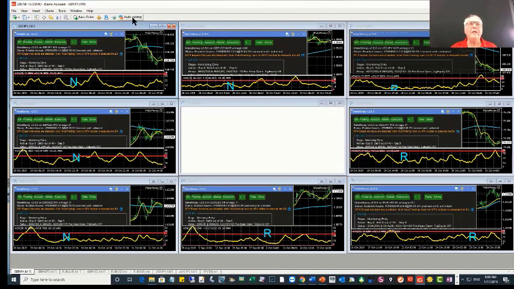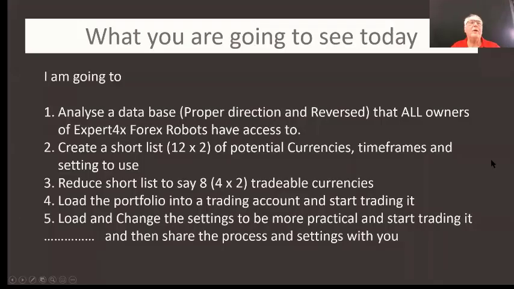All I need to do is click on auto trading and this portfolio will start work. This is what I said in the beginning. We're going to analyze the database. We're going to create a shortlist. We're going to reduce the shortlist. We're going to load it into a portfolio and change some of the settings and start trading it. So hopefully I've achieved my objective. Then I'm sharing the process and the settings with you.